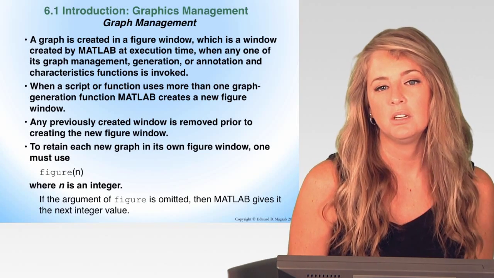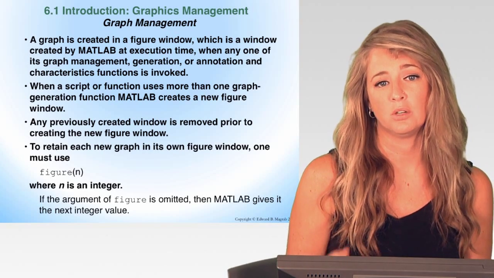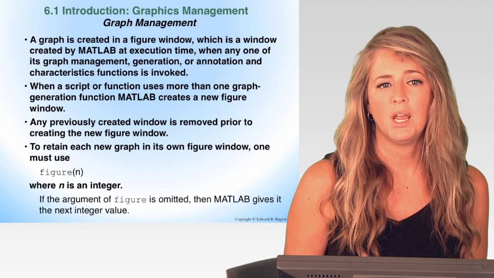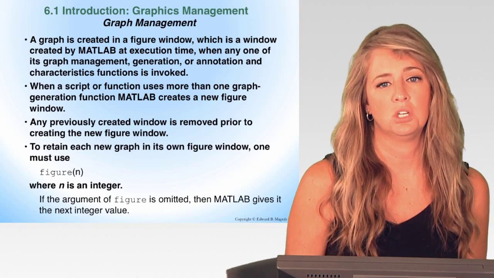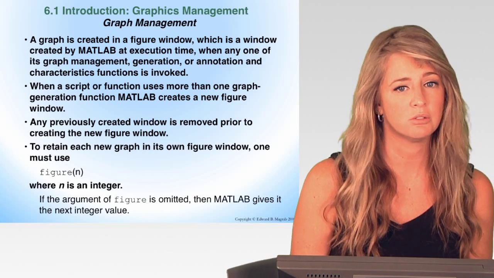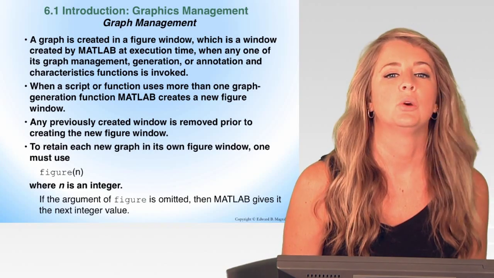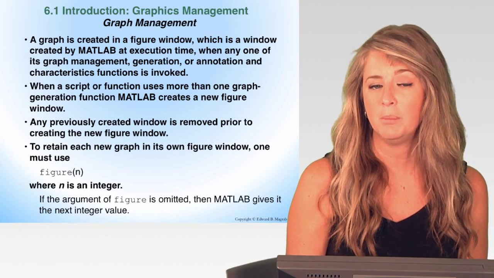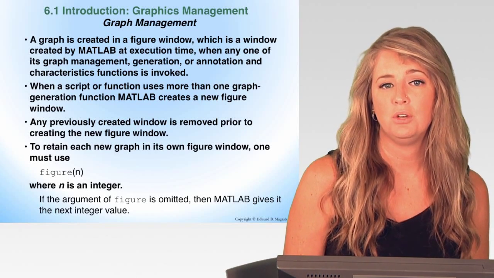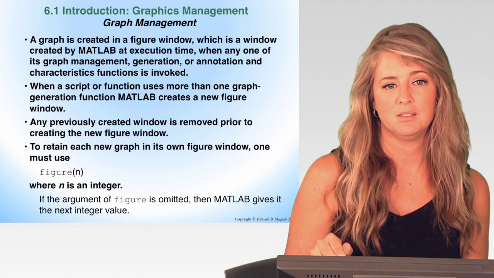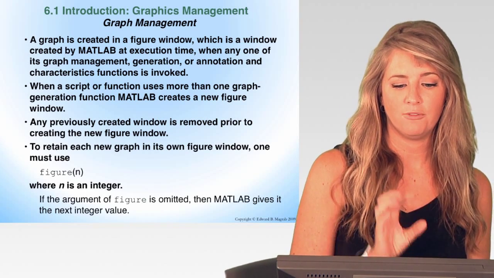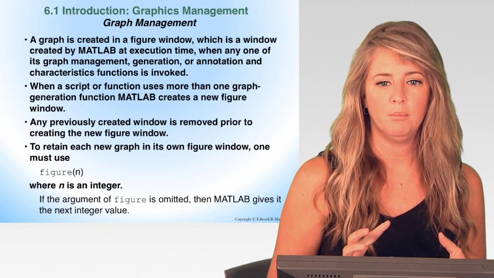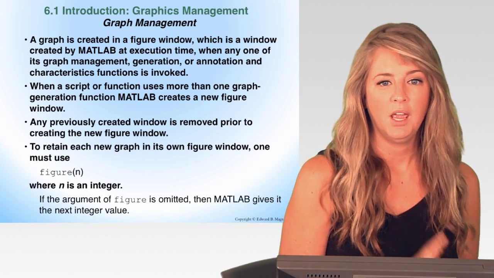A graph is created in a figure window, which is basically just another window that's opened up in MATLAB when you execute a plot command, when any one of its graph management, generation, or annotation and characteristic functions is invoked. So when a script or function uses one or more graph generation functions or commands, MATLAB creates a new figure window. What that means is that if you have two different plots, it's going to close the other one and open the new one.